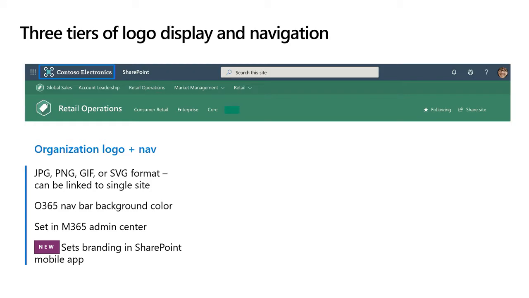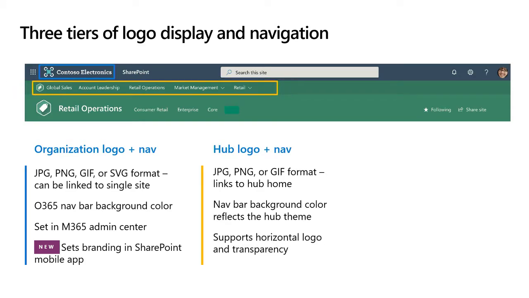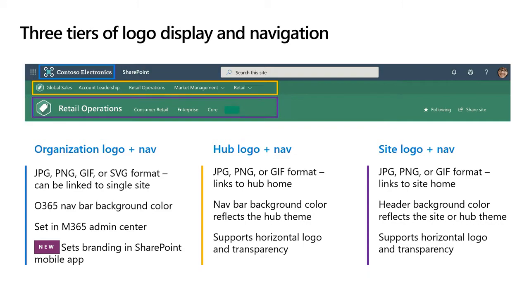There is one new thing I want to point out, which we'll take a closer look at. Setting these attributes also will now get you branding for your organization in the SharePoint mobile app. Next level down, if you are using a hub, you will have a hub navigation, a hub logo, and that background color up there will come from your hub. And then the third level will be that site logo and navigation. And if you are using a hub, then the hub theme will be inherited into your site header. Or if you're not, then the site header will be just controlled by the site level theming.